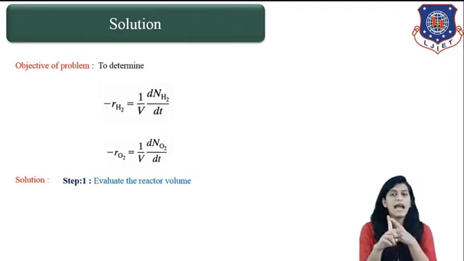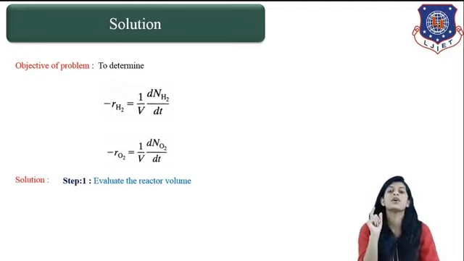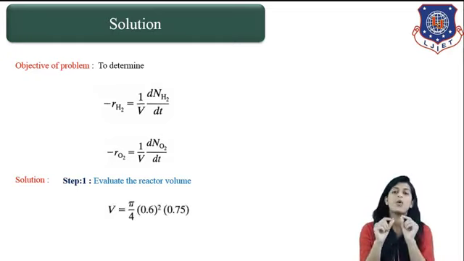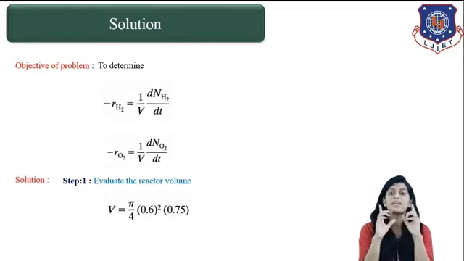So the shape of the reactor is cylindrical, with diameter and length given to us. Simply by using the formula of a cylinder to determine the volume, we can find the exact value. If we recall, the formula of volume for a cylinder is pi r square h. But since we have the diameter, we can calculate it by pi by 4 d square h, or L. Instead of height, we are taking the length.